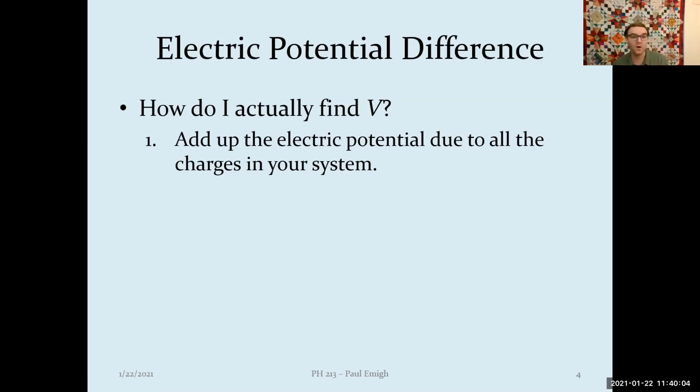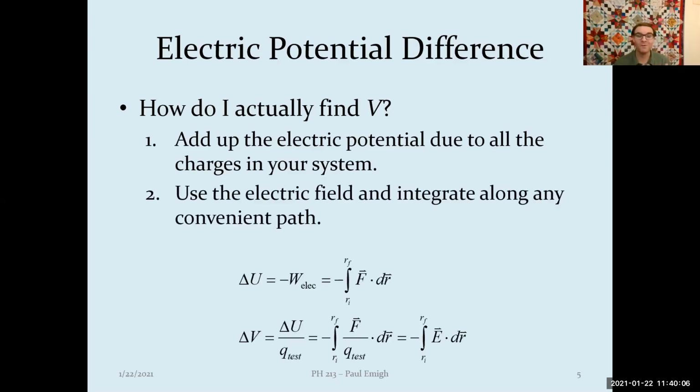In fact, we did a lot of work over the first few weeks to figure out what the electric field from various charge distributions is. And if we already know what the electric field looks like, then we can actually integrate the electric field to get to the electric potential. I'm going to show you why we can do that down here in my equation.